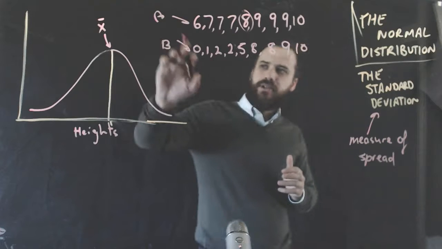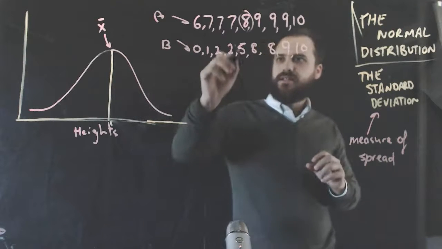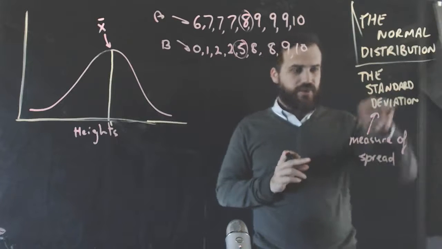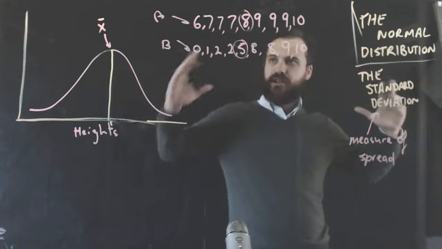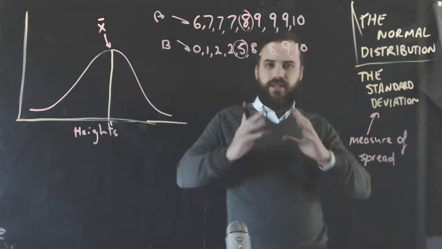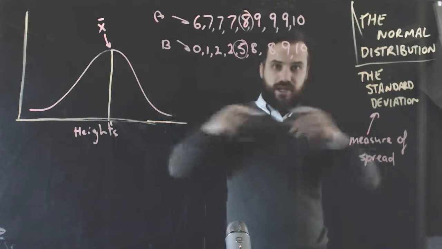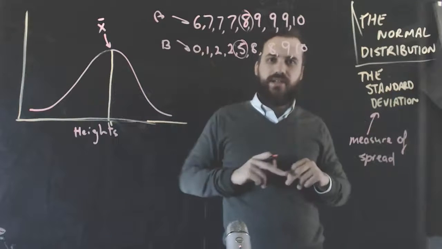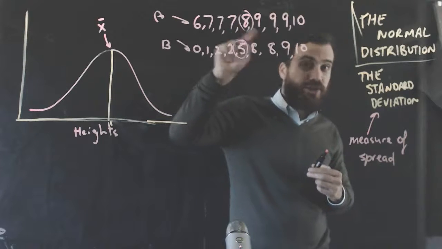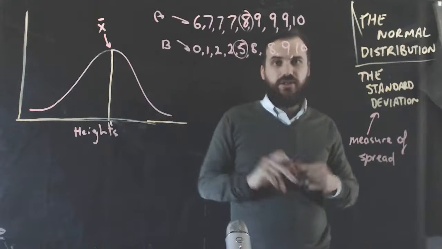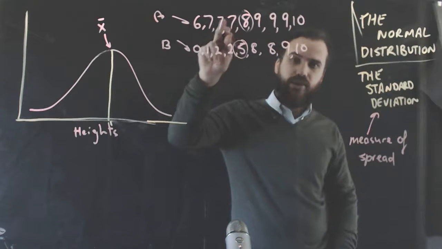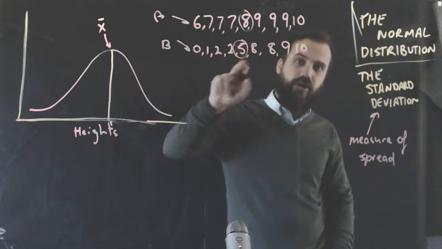Look at class B though. In this case, the middle score is 5, but more importantly, the measure of spread is large. The lowest is 0 and the highest is 10. So this is really spread out data and this is less spread out data. That means that the standard deviation of this one is going to be lower than the standard deviation of this one. Standard deviation of this one, low. Standard deviation of this one, high.